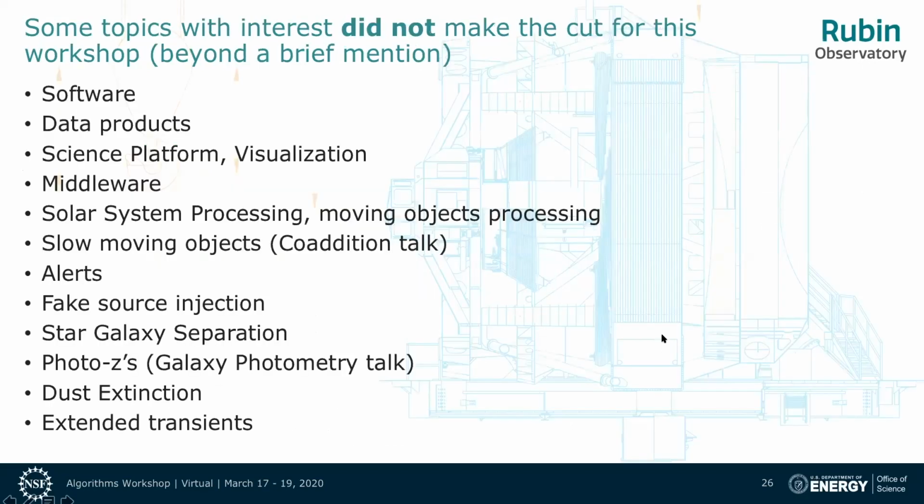What did not make the cut for this meeting? Things like software, data products, science platform, middleware, etc. This is all very interesting, and we think about it daily. But there was a finite time this week, and some of these are going to get a shout out in one of the included talks, and some of them not so much. And so if we don't get to one of your topics later this meeting, please ask on Slack.